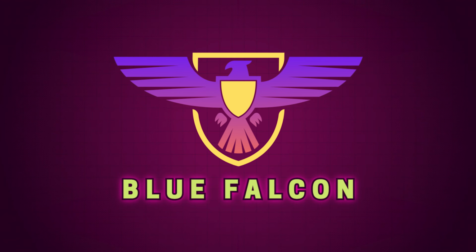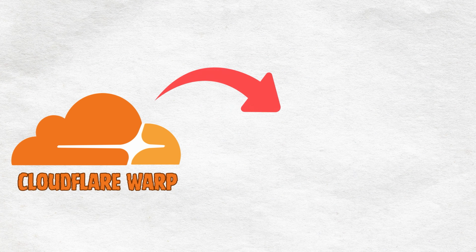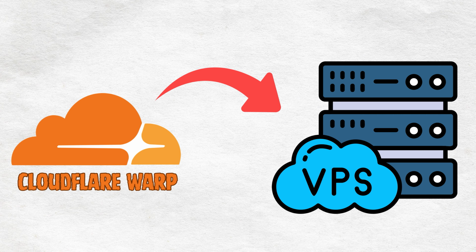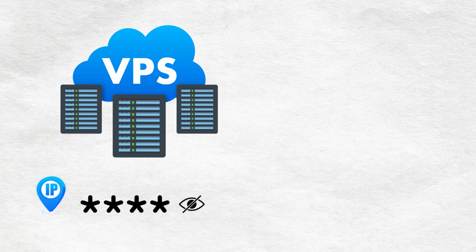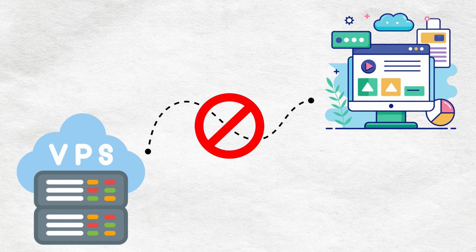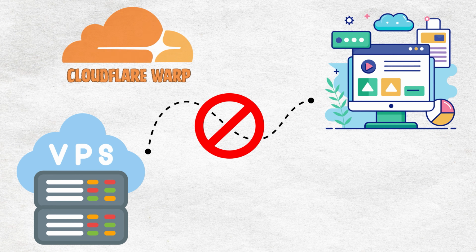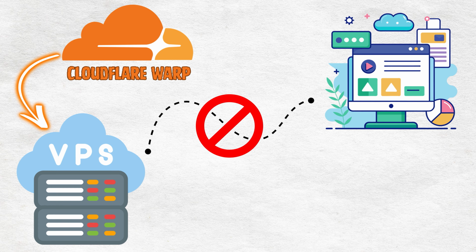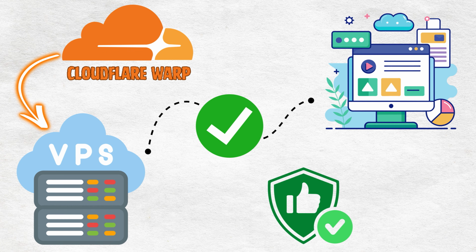In today's video, I'm going to show you how to install Cloudflare WARP on your VPS. The main advantage of doing this is that it hides your real VPS IP and replaces it with a Cloudflare IP. Some websites and apps automatically block VPS IPs. But once you install Cloudflare WARP on your server, this problem is completely solved. And since WARP uses Cloudflare's global network, it can also improve your connection stability and durability.